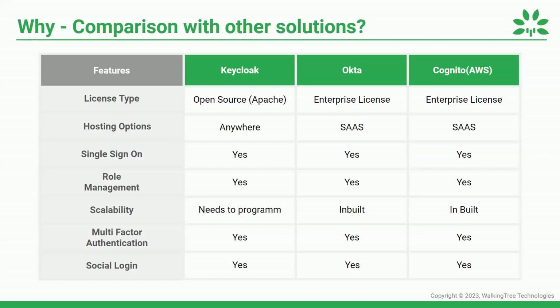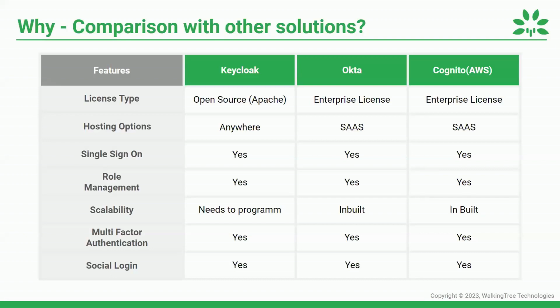So when you compare these three, Okta and AWS Cognito are enterprise licenses, where you need to subscribe to their licenses, meaning yearly, monthly, or based on the users, etc. There are different licenses available which you need to opt for, which you need to pay for with Okta and AWS Cognito. Whereas Keycloak is Apache open source, under the Apache license, where you can get the complete code of Keycloak, and you can use it the way you want.